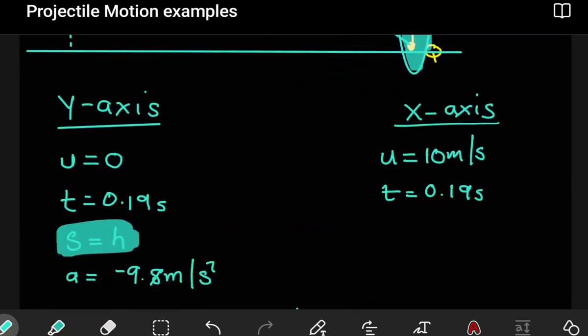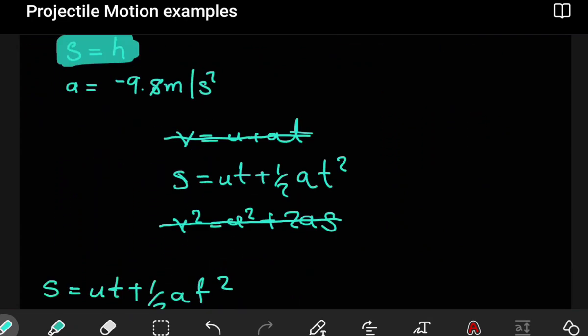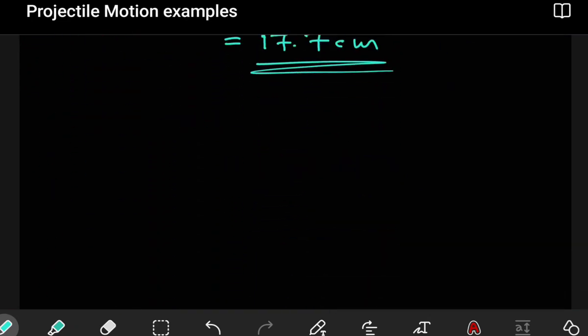And in the horizontal axis, you have to remember that there is no acceleration there. The only acceleration that affects a projectile is going to be that due to gravity. Of course, this implies that we are assuming that there is no air resistance and so on. So this implies that we are in the x-axis.